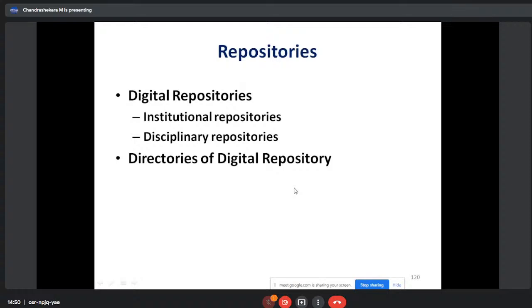Then repositories, another one I showed. For repositories also, directories are available. One is digital repositories, another is directories of digital repositories. Because I am telling you, many repositories are available, and many discipline repositories are available. This is called a digital repository. And directories of the digital repositories are also available. Through this, we can easily search that. Open access repositories, this is a good one.